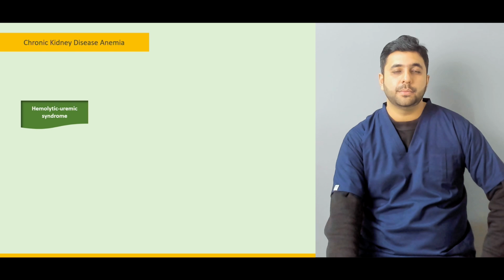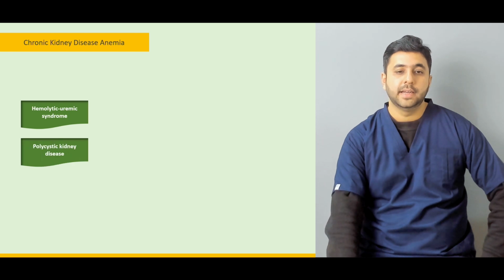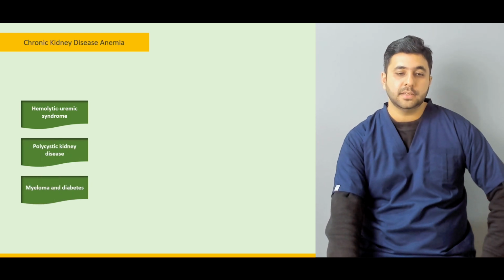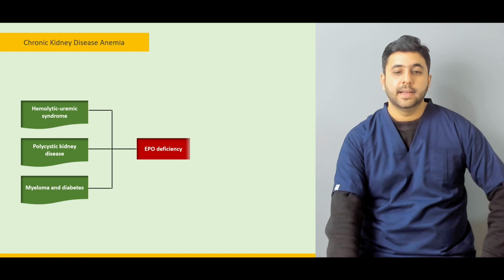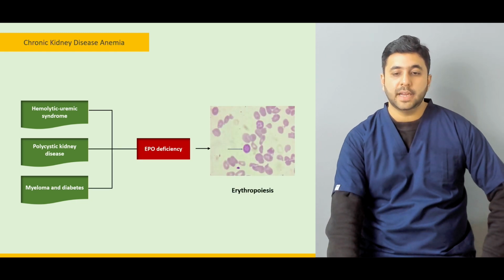What are certain conditions of the kidney that can lead to anemia? Hemolytic uremic syndrome. In hemolytic uremic syndrome, apart from the kidney being unable to produce erythropoietin, there is also hemolysis. So the picture becomes more bleak, and by the combined mechanism of hemolysis and decreased erythropoietin production, an anemia develops. Similarly, long-standing polycystic kidney disease, myeloma, or a diabetic kidney can lead to erythropoietin deficiency, and eventually it leads to ineffective erythropoiesis.